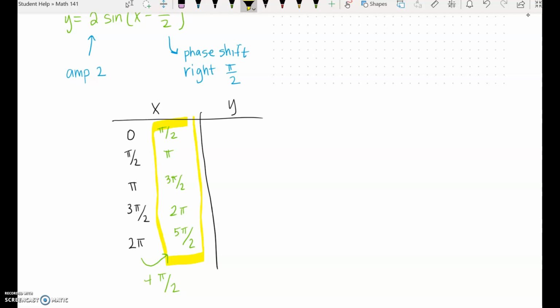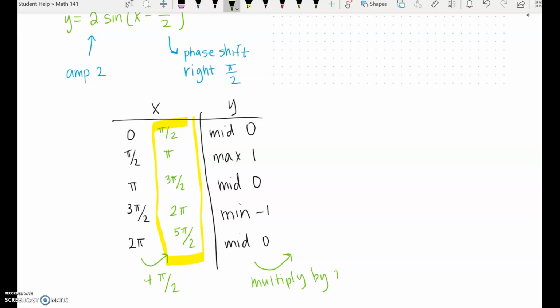As far as the y values are concerned, when we graph a sine graph, we start at the center, the midline, up to the max, midline, minimum, and then the midline, which is typically 0, 1, 0, negative 1, 0. But we're going to multiply each of those values by 2 for that amplitude change. And so we'll have still zeros at the midline, but 2 and negative 2 for our max and min values.